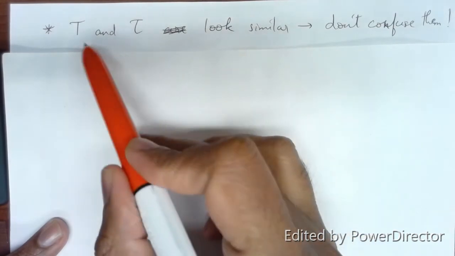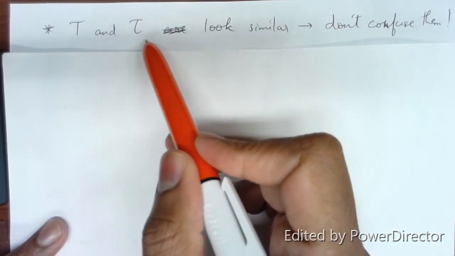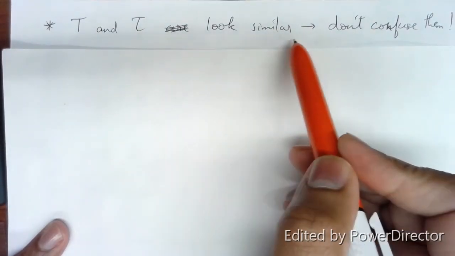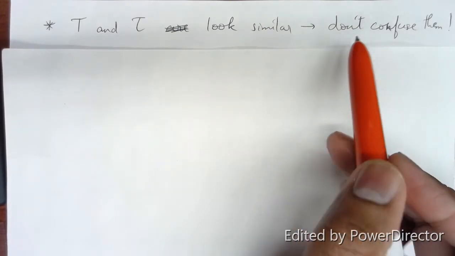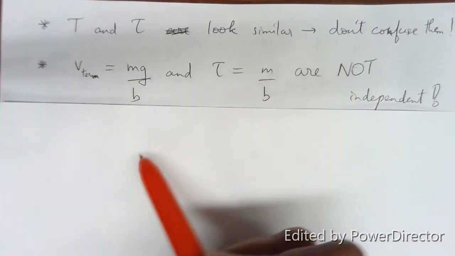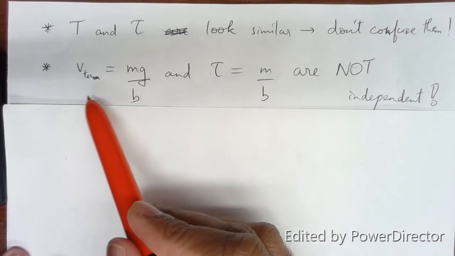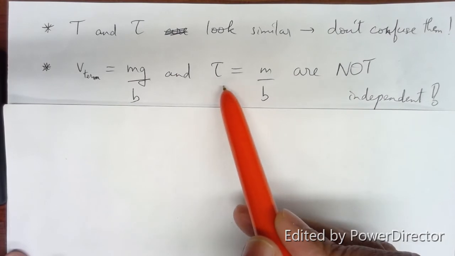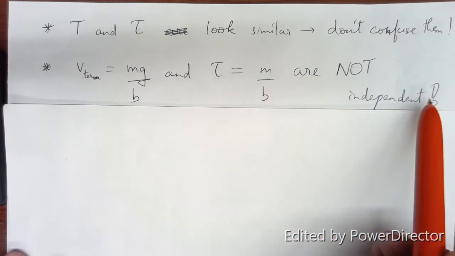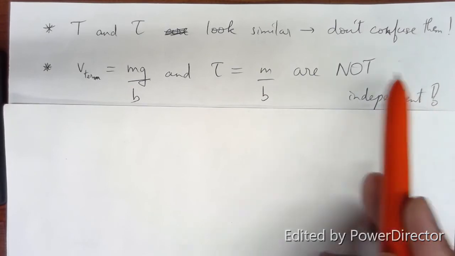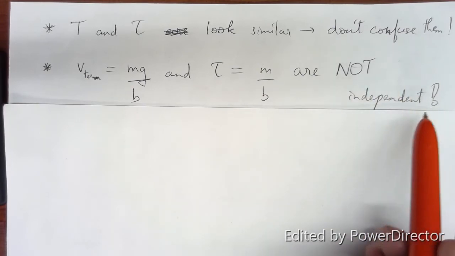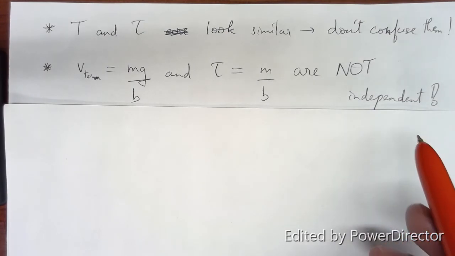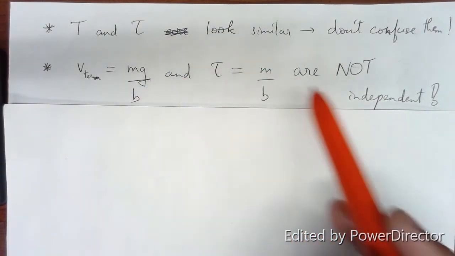And of course our solution will be approximate, but is nevertheless insightful. A few points to note. T, the time of flight, and tau, the characteristic time, or the time constant for the exponential decay, look very similar. Don't confuse them. Write them as distinctly as possible. Another thing to note is that the terminal speed mg over b and the time constant tau, which is m over b, are not independent. This is important when we start to expand our equation and look at the effects of small drag. We have to be careful exactly how we count small drag, and both these terms are related, in fact.